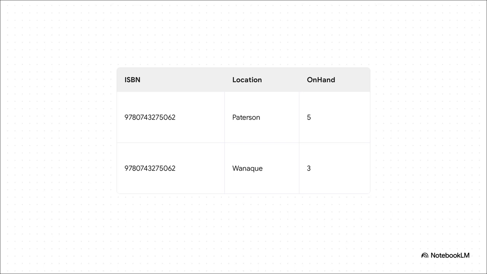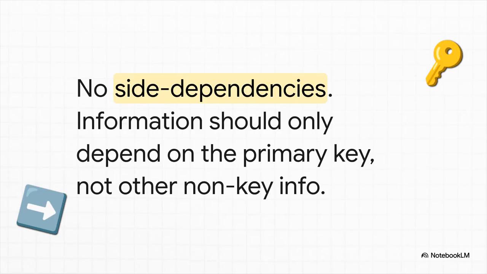By doing this, we've just eliminated a ton of repetition. This is called second normal form, or 2NF. And our final rule. This one's a little more subtle, but it's just as critical. No side dependencies. This just means that a piece of information should only depend on the table's main subject, not on some other column in the same table.